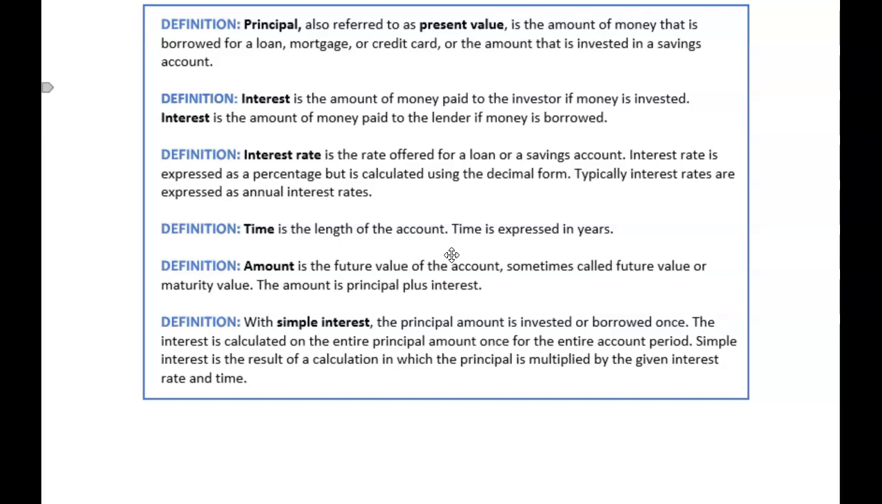With simple interest, the principal amount is invested or borrowed once. The interest is calculated on the entire principal amount for the entire account period. Simple interest is to be contrasted with compound interest. Compound interest will be covered in the next section.